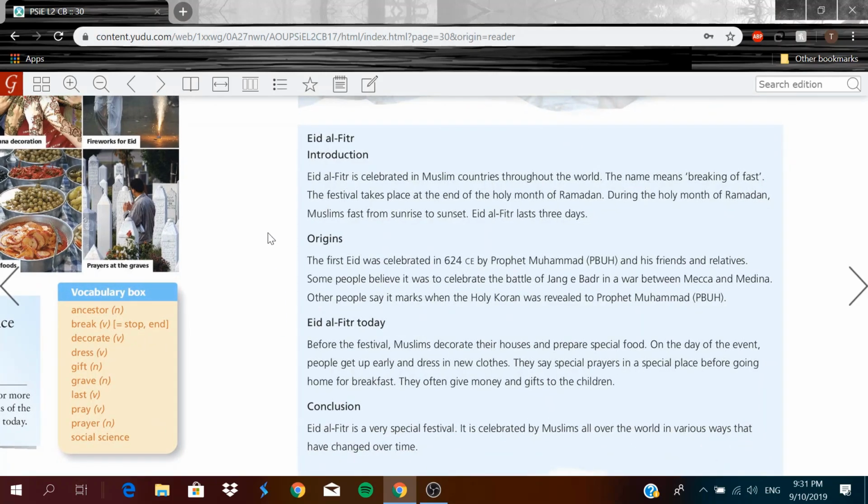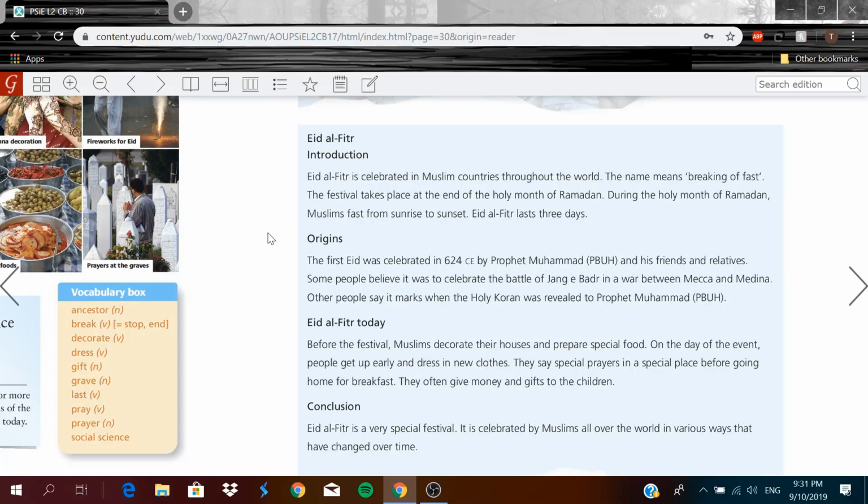So we have Eid al-Fitr. Introduction. Eid al-Fitr is celebrated in Muslim countries throughout the world. The name means breaking of fast. The festival takes place at the end of the holy month of Ramadan. During the holy month of Ramadan, Muslims fast from sunrise to sunset. Eid al-Fitr lasts 3 days.